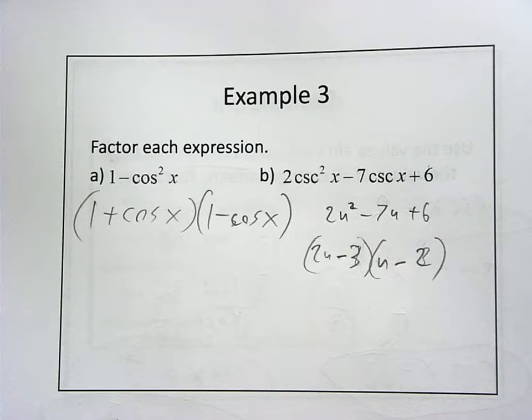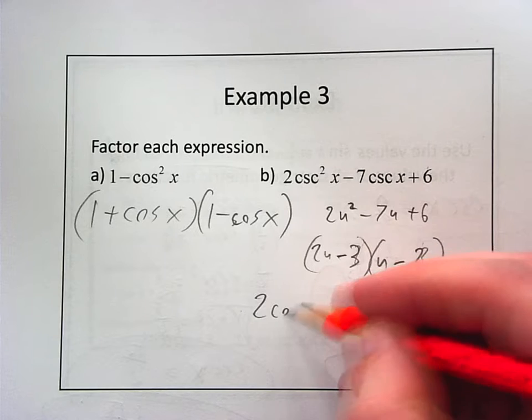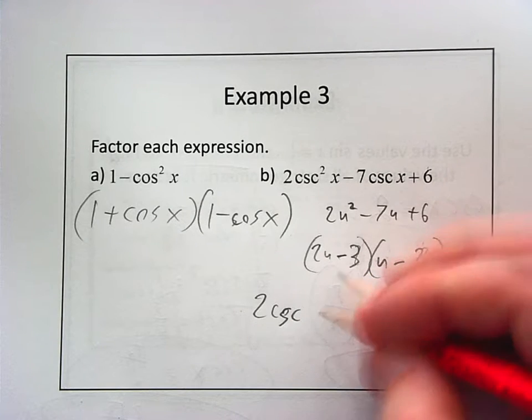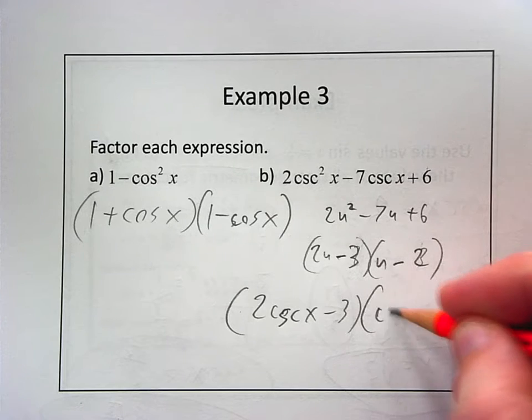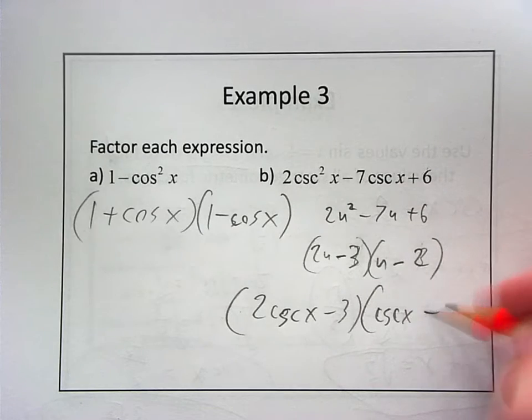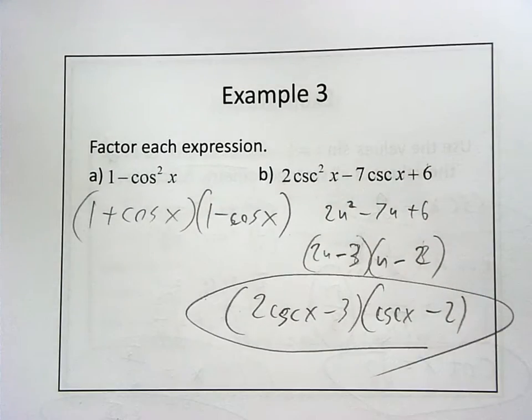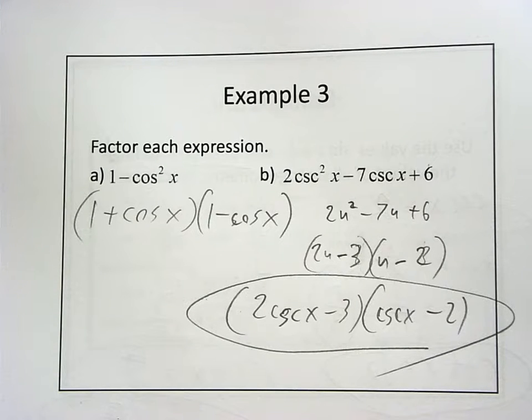Now, is that done factoring? What else do I have to do? Yeah, I substituted in u for the cosecant, so I need to put cosecant back in. So the actual answer for this is 2 cosecant of x minus 3 times cosecant of x minus 2. That's your actual factored form. Questions on that one?